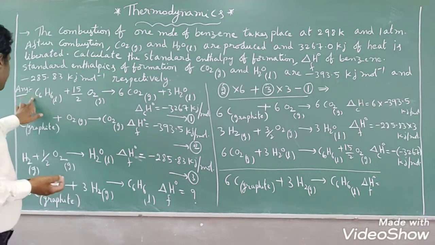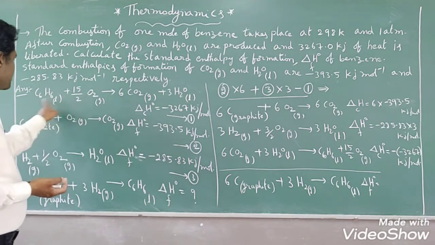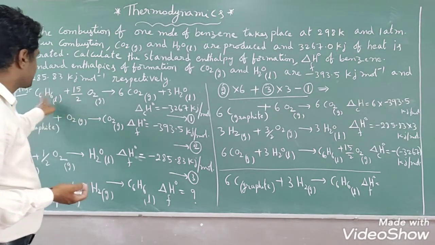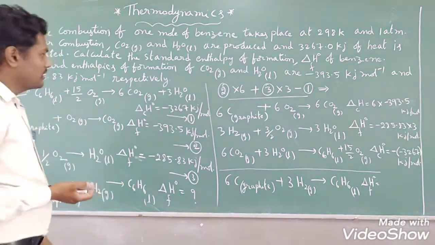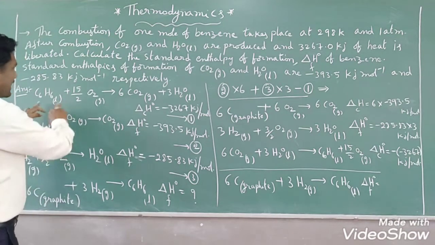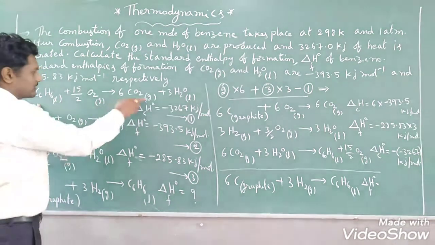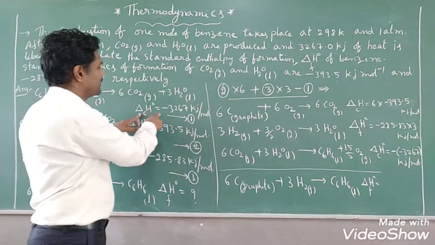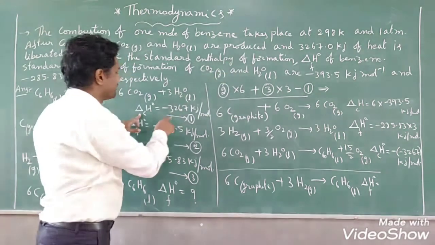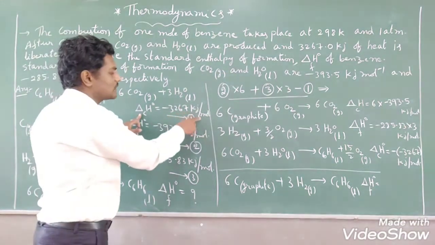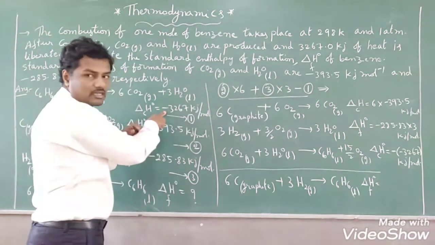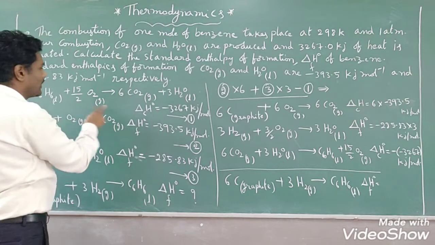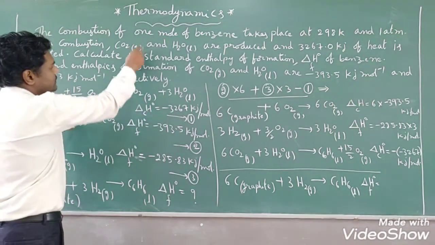See, 1 mole of benzene I have taken for combustion. Combustion means reacting with oxygen, and it liberates CO2 gas as well as H2O liquid, right? After balancing the equation, I have got it like this. So the enthalpy of combustion of 1 mole of benzene releases 3267 kilojoule per mole. Liberating symbol is negative, right? I have taken the negative symbol. I hope everybody understood how I have taken this equation from this sentence, right?